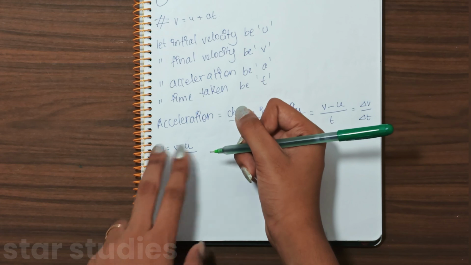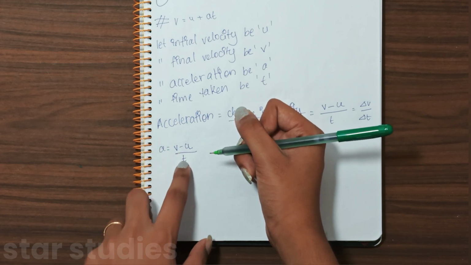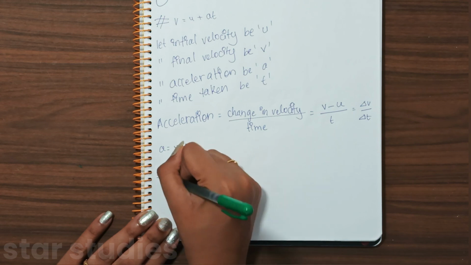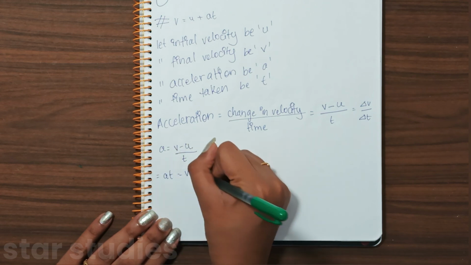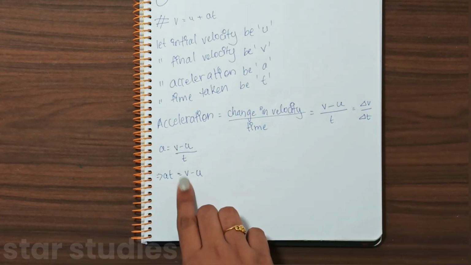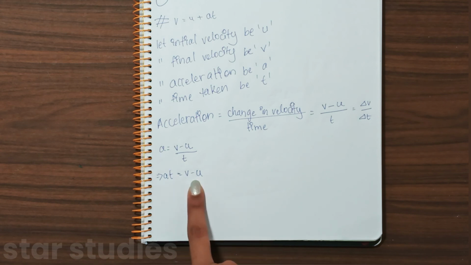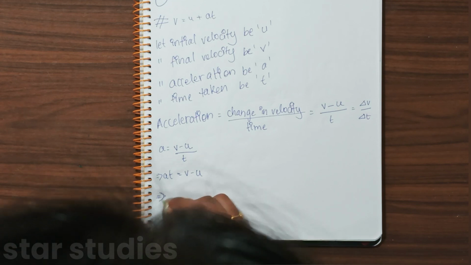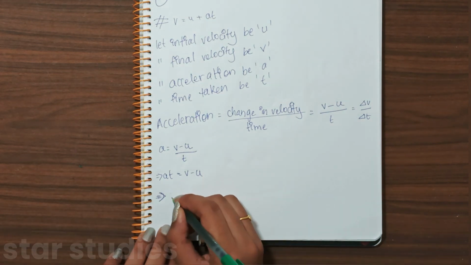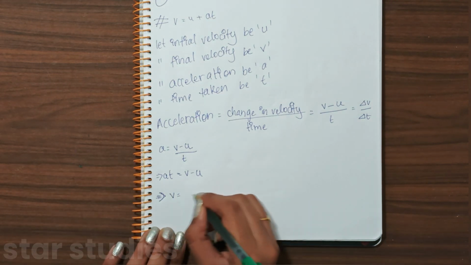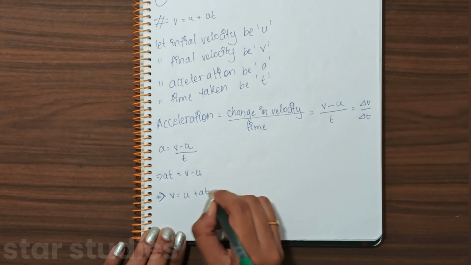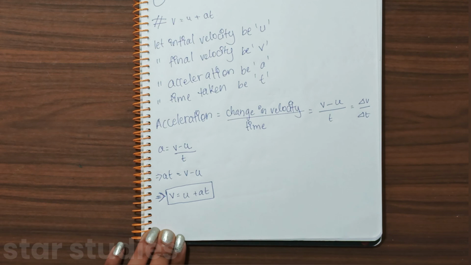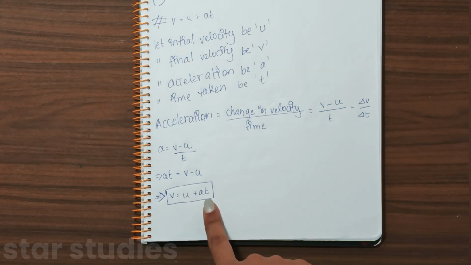Now we're going to multiply both the left hand side and the right hand side by t. We're going to add u both on the left hand side and the right hand side. There it is, we've derived the first equation of motion.